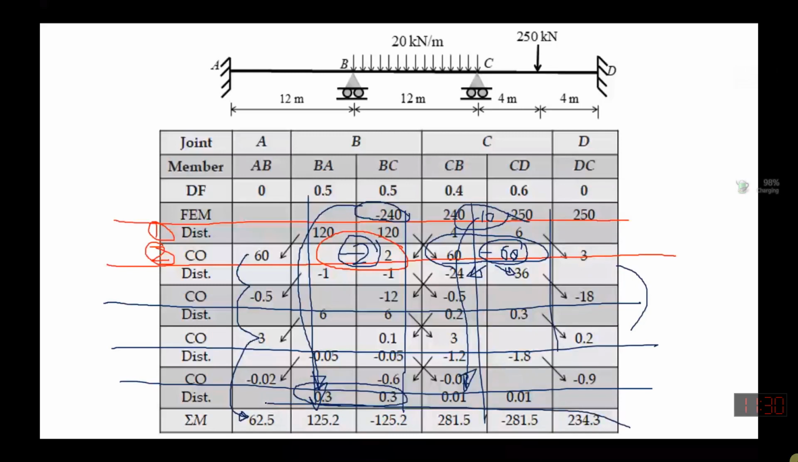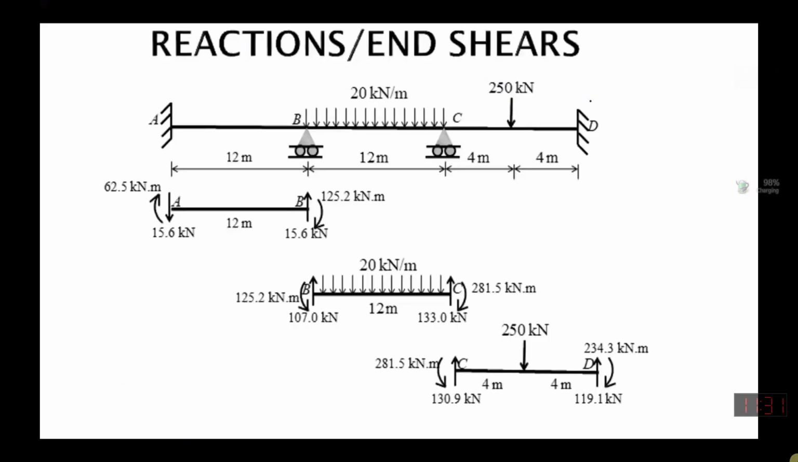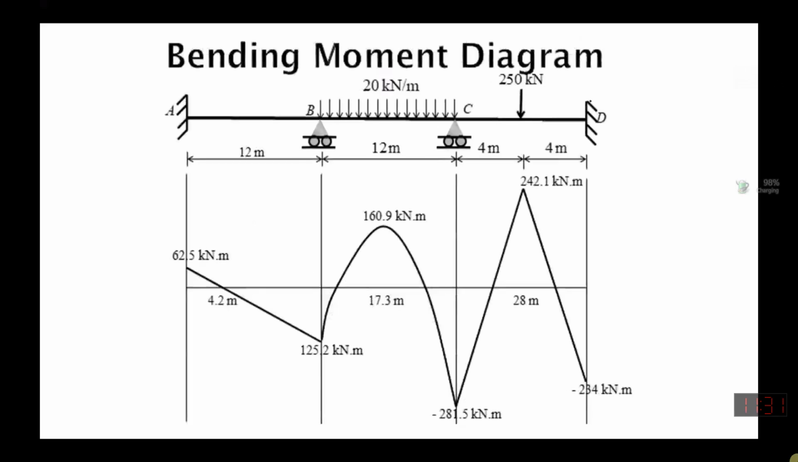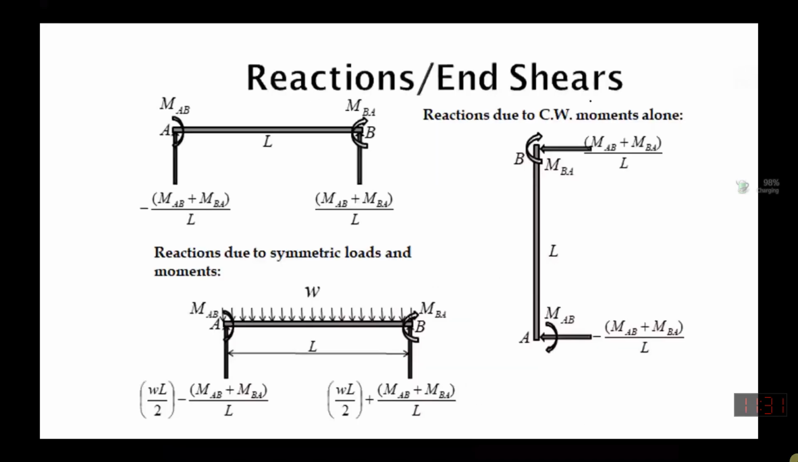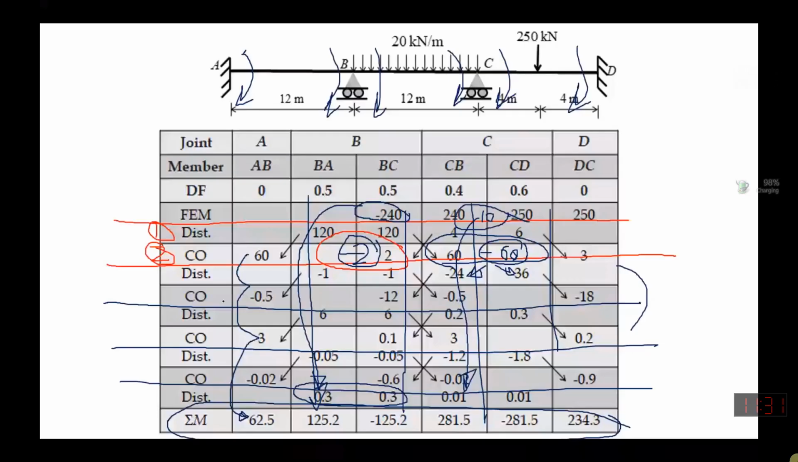We find the values. What is the moment here? What is the value here? What is the value here? What is the value? So if we can find the internal moments, we can find the reactions. We found the reactions. You can draw the shear force and the bending moment diagram. The rest of the procedure is the same once you find the end moment. Is it clear? Class, is it clear?